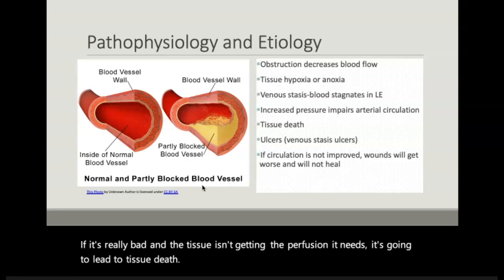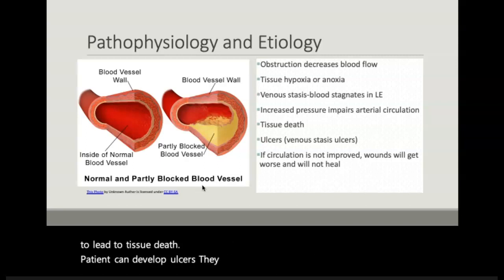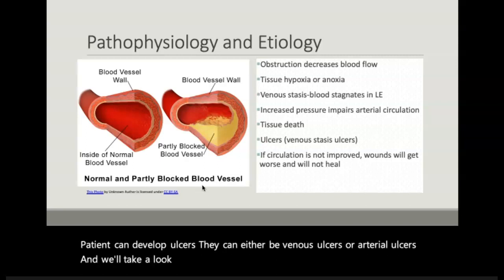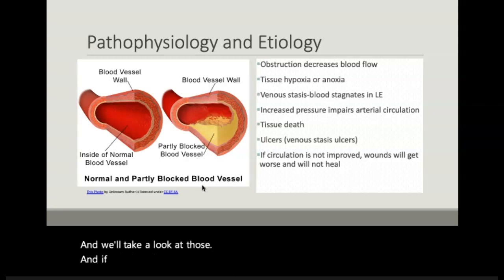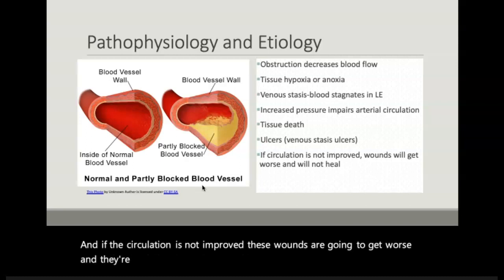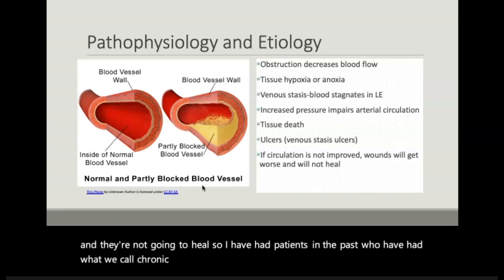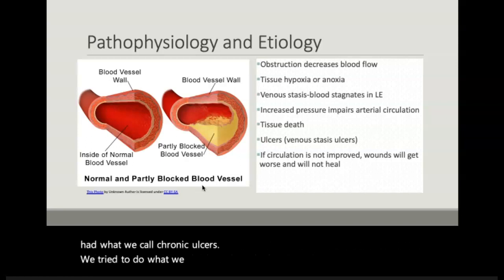Patients can develop ulcers. They can either be venous ulcers or arterial ulcers, and we'll take a look at those. And if the circulation is not improved, these wounds are going to get worse and they're not going to heal. So I have had patients in the past who have had what we call chronic ulcers. We try to do what we can to promote perfusion.